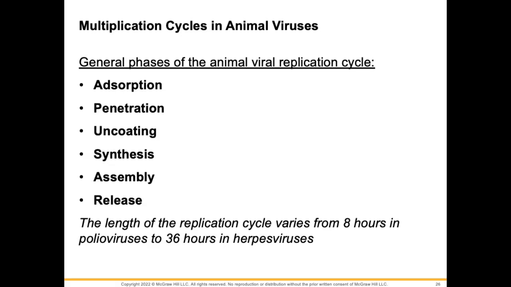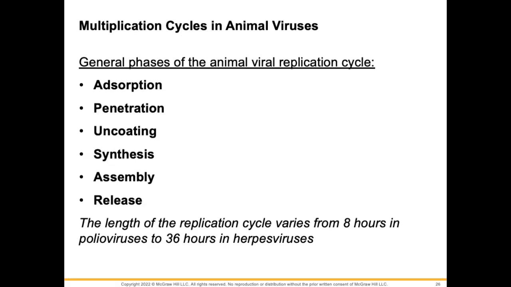Chapter 5, Part 3. So we're going to talk about the multiplication cycles in animal viruses. So those are viruses that infect animal cells. And we'll talk a little bit later about the multiplication cycles of viruses that infect bacteria. So please try to separate that idea. So right now we're talking about animal viruses, viruses that infect animals, or animal cells rather.